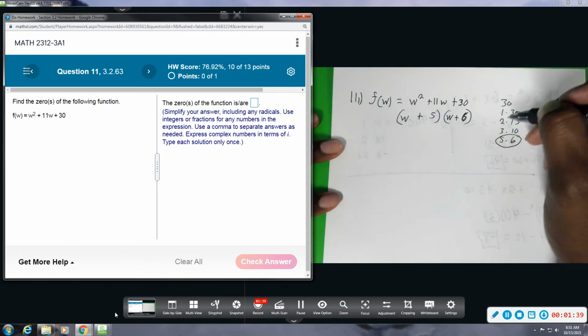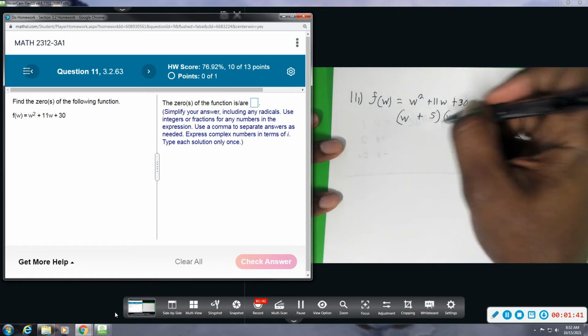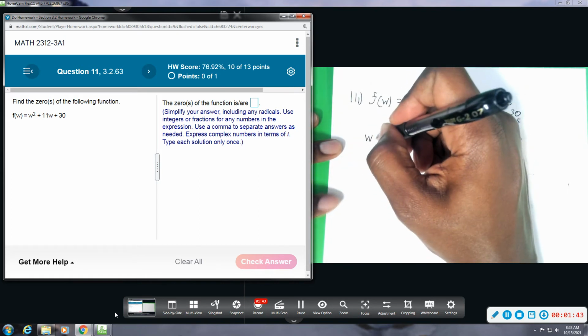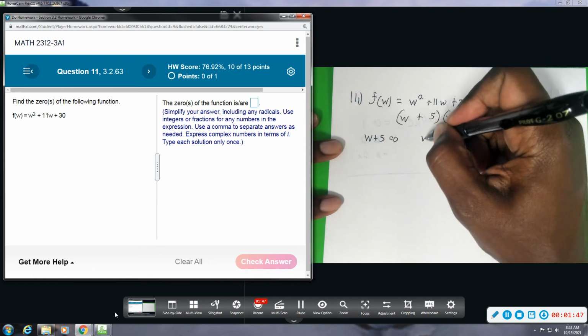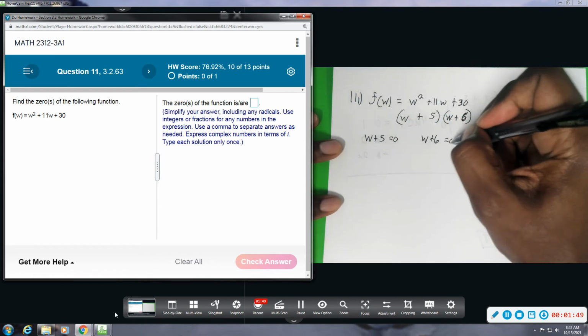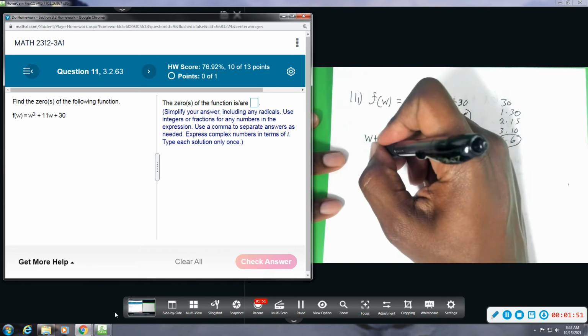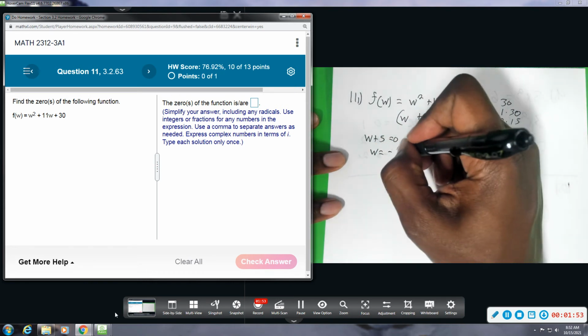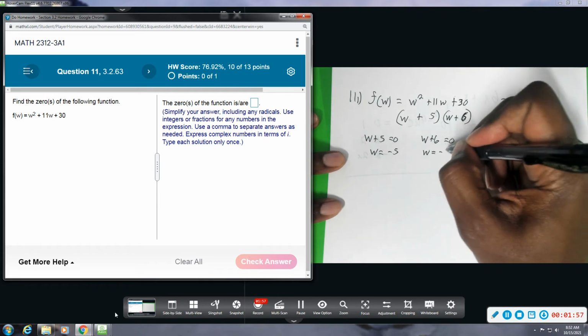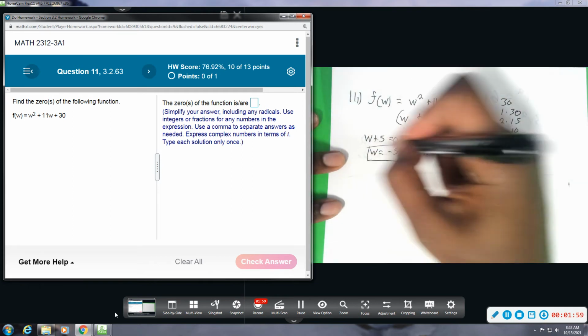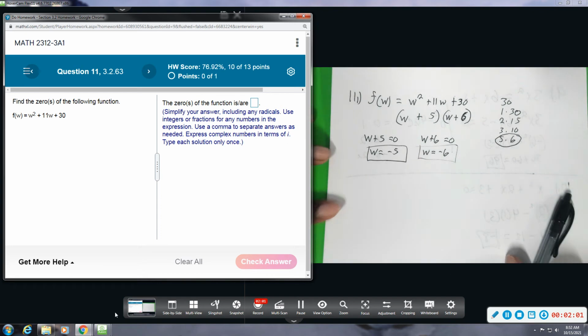Okay, so it wants to know what the zeros are, so we're going to set each of these terms equal to 0. So w plus 5 equals 0, and w plus 6 equals 0. Subtract 5, we get w equals negative 5, and subtract 6, we get w equals negative 6. So our zeros are negative 5 and negative 6.